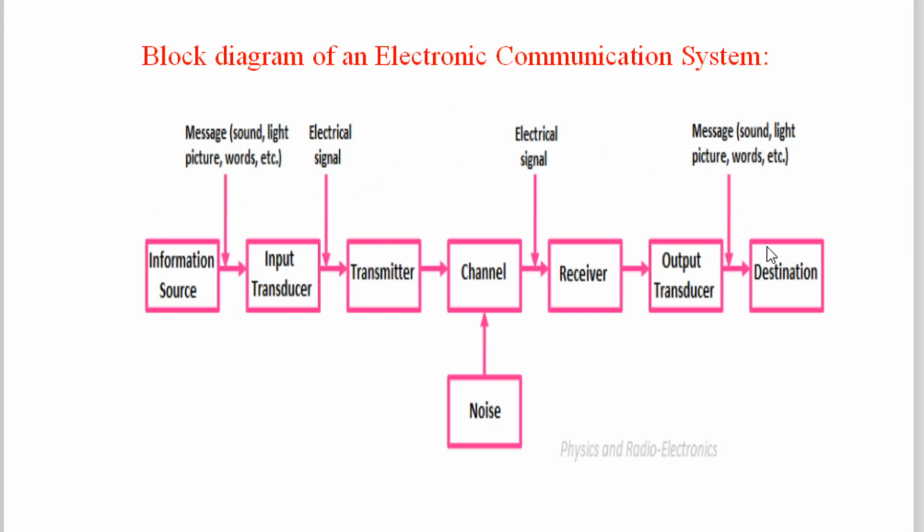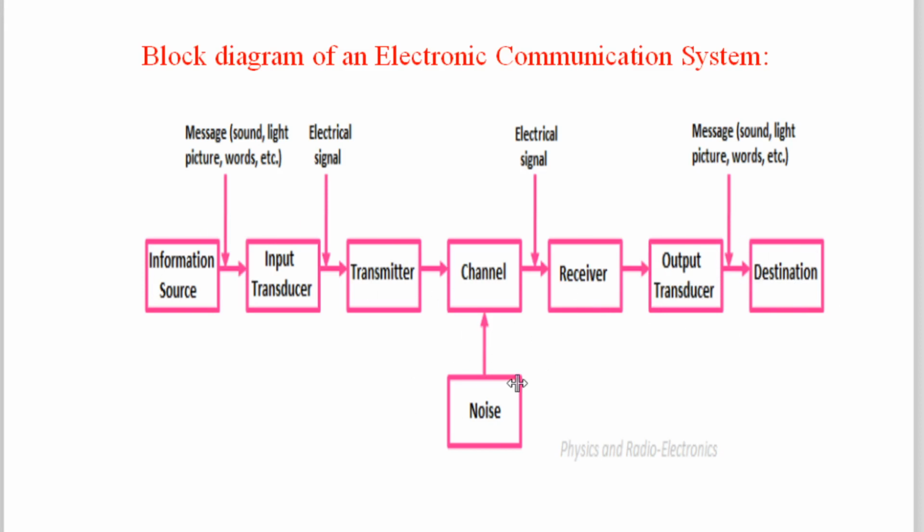If you look at this block diagram, you will understand that the first block is the information source, the second block is the input transducer, the third block is the transmitter, and the fourth block is the channel, called the communication channel. We are going to study all blocks in detail. The fifth block is the receiver; there are various types of radio receivers. The next block is the output transducer, and the last block is the destination. So source to destination, this is the flow.